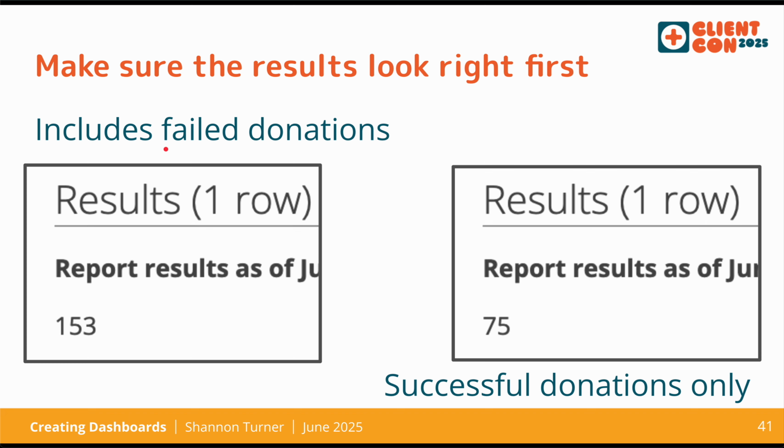And this maybe goes without saying, but one of the most important things to do is to make sure that your reports give you the results you expect before you include them in a dashboard. Because if the results are way off or misleading, for instance, maybe you forgot to include donations that were successful and only include those, then it's still going to be misleading when you include it in your dashboard. So this has failed donations. This is successful donations only. This is the one we want. Always double check your results.